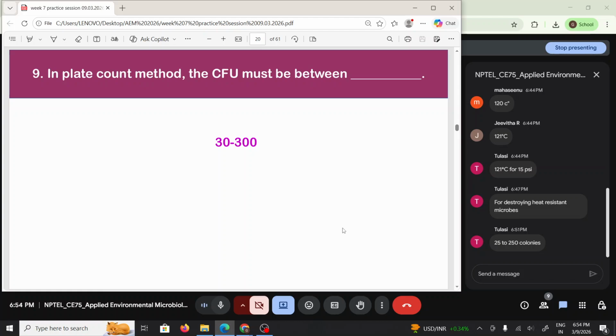So when the colony count is less than 30, it could be because of chance. It's like too few to count. We have two concepts. One is too numerous to count, or too many to count, and the other one is too few to count. So here, when the number of colonies that has grown in the plate is less than 30, even a single error will give us a very high error margin.